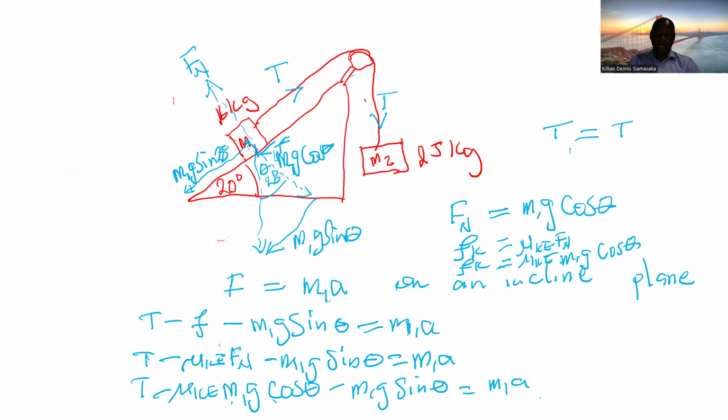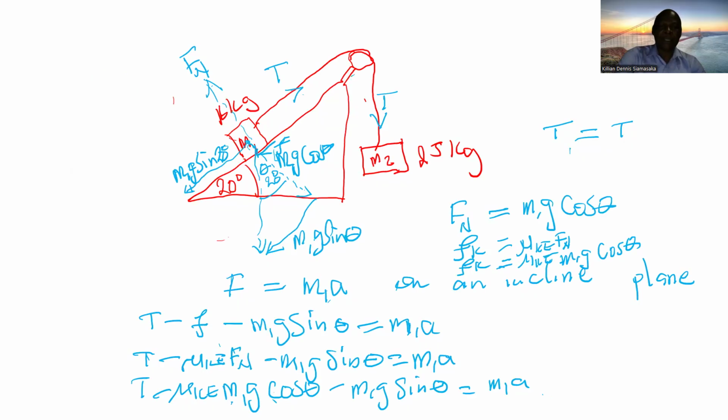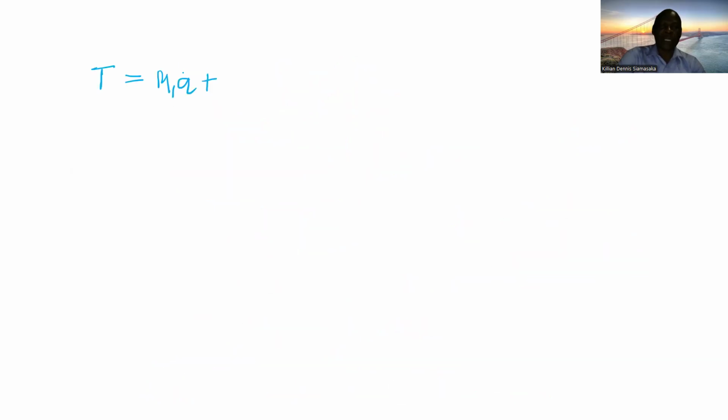And so we have come up with actually one equation here. And so we can make T the subject of the formula. If we made T the subject of the formula, it means that you're going to have mass 1 times acceleration. And this, which was the negative beside mu, meaning coefficient of kinetic friction multiplied by mass 1 g cos theta, it will be positive when it comes this side.